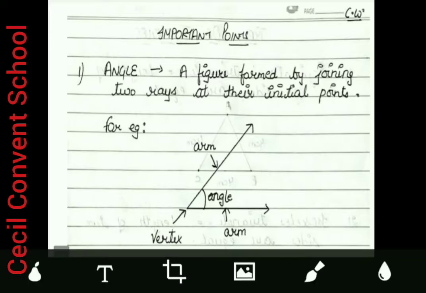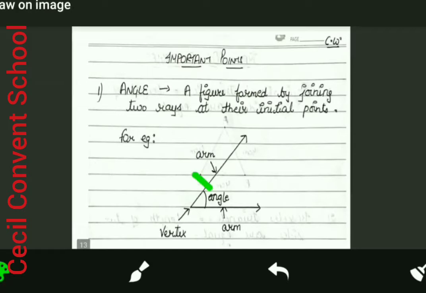See this. This line and this line are making an angle. Do you know what these lines are called? This one line and this one line, we call these lines arms of the angle. And this point where these two arms meet is called the vertex. What do we call it? Vertex. Clear this thing?